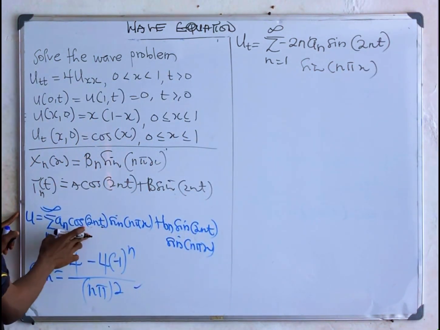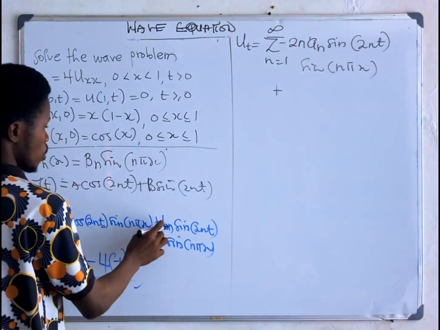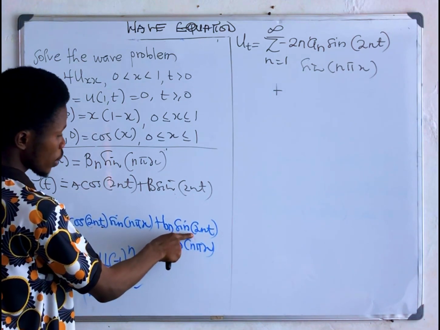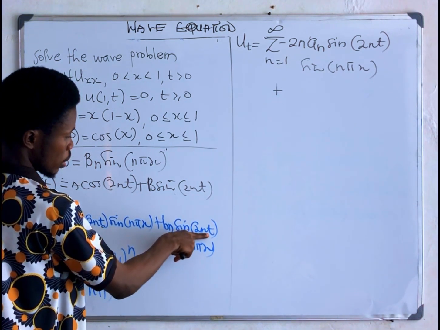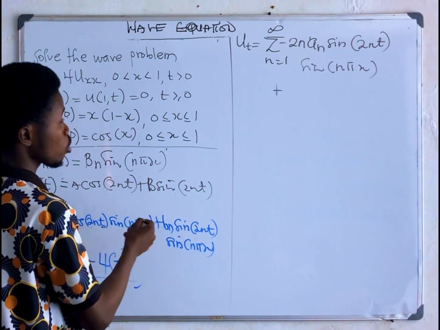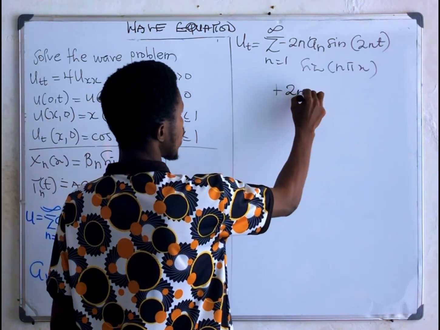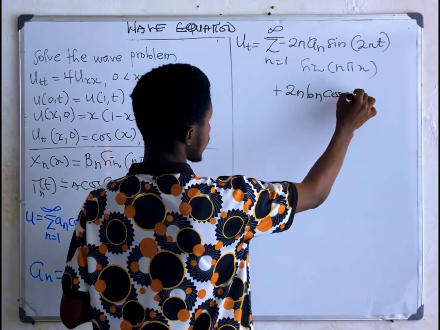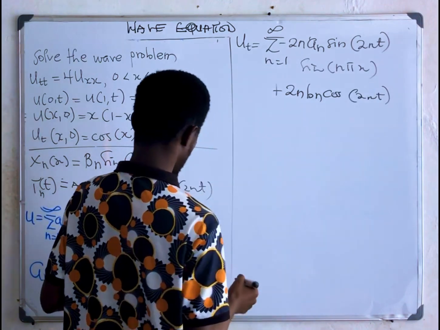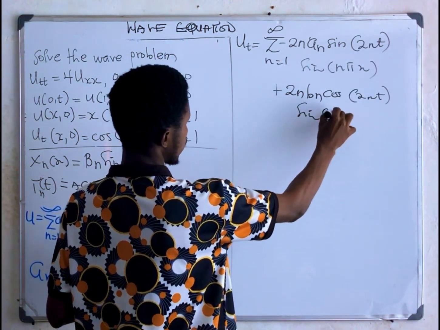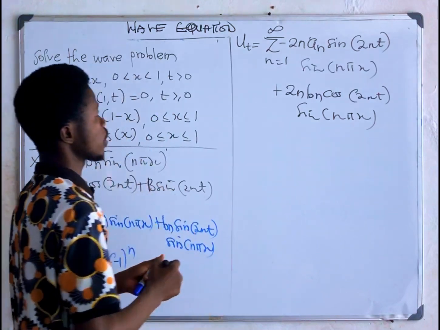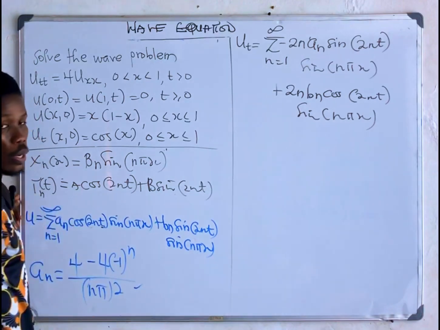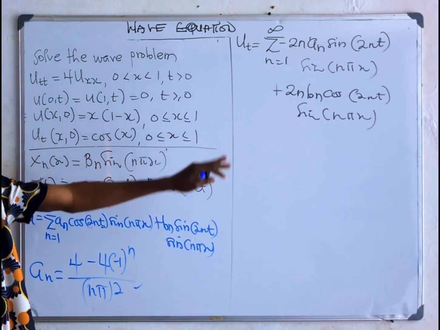So you are done with this side. Class, you are now going to integrate the next one. Sorry, differentiate. If you differentiate this with respect to t, sine, if you differentiate sine, you get cos. We are going to have 2n bn cos 2nt sine n pi x. Please, because of the space, that's why I have done it this way. Okay. So when you do the differentiation, this is what you have.